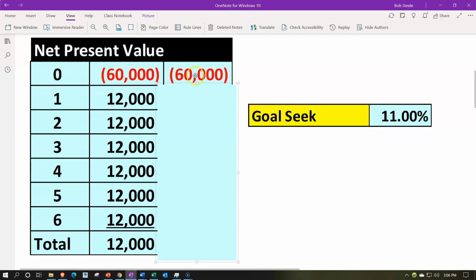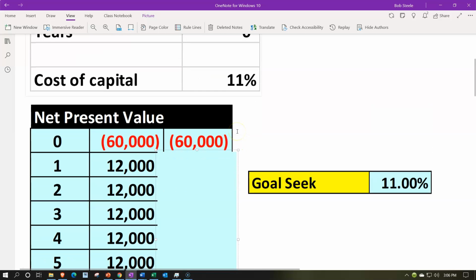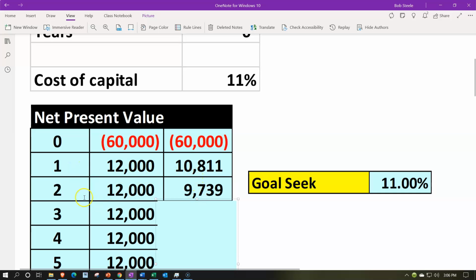If we present value these using this 11% rate, which typically includes our expected required rate of return in order to accept the project, the first one's 60,000 because it's at time 0. The 12,000 being present valued back 1 year would be the 10,811. The 12,000 2 years present valued back would be the 9,739. Now, I'm not showing the present value calculations here.